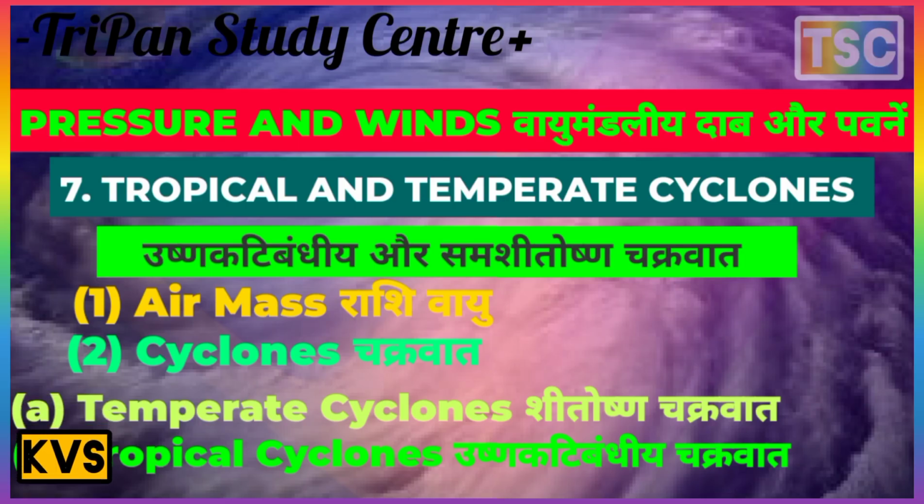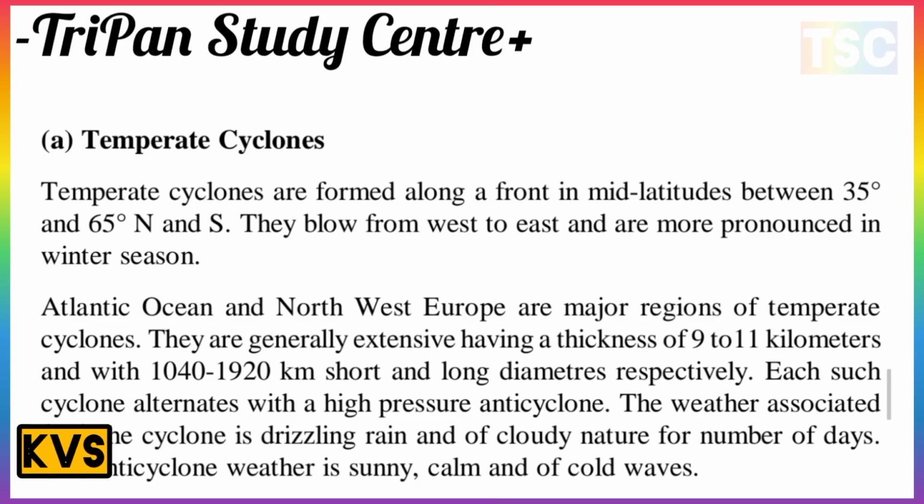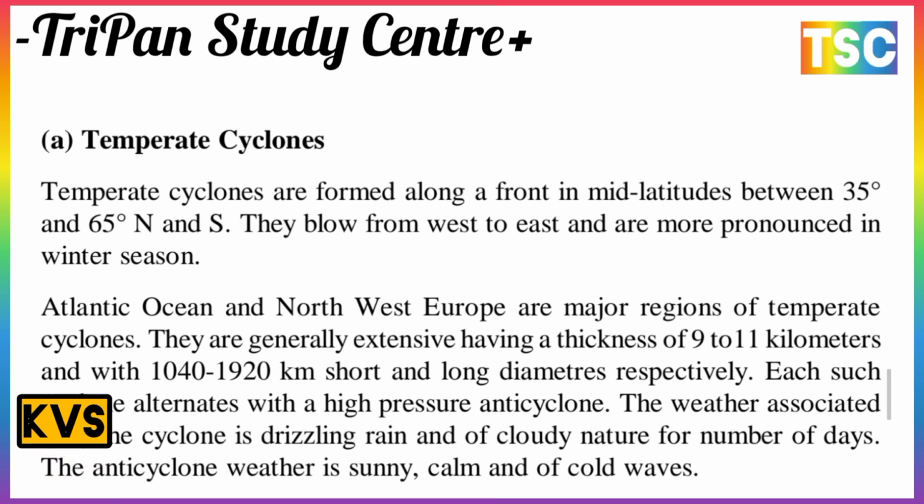The first point here is the temperate cyclone. What do we mean by the temperate cyclone? Temperate cyclones are formed along a front in the mid-latitudes between 35 degrees and 65 degrees north and south. This is important: mid-latitude between 35 to 65 north and south. They move from west to east and are more pronounced in the winter season.